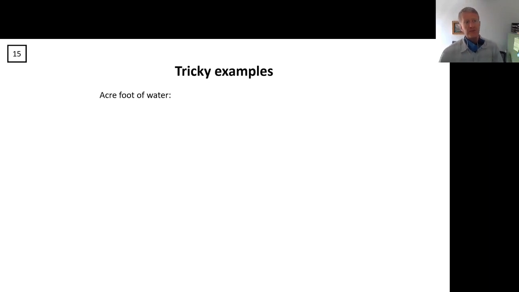Let's go through some more tricky examples to see how that might work. There's a weird unit in hydrology called an acre-foot of water. I'm not sure if you've heard of that before, but the idea is you have a given area of land in acres and a given depth of water over that land in feet. So when you say acre-foot, it's equivalent to saying acre times feet.